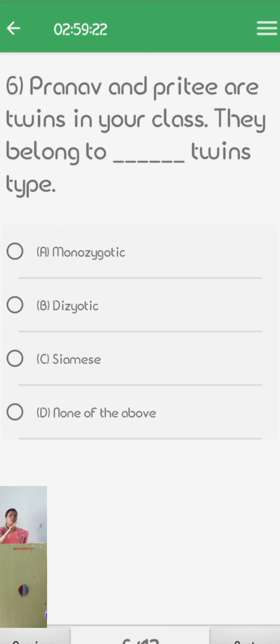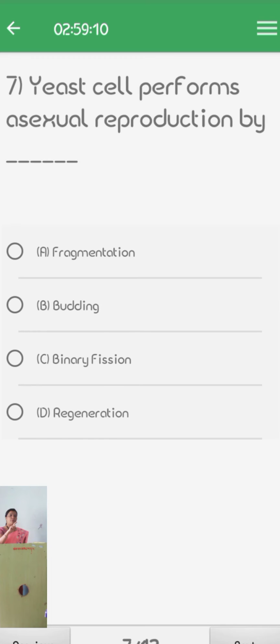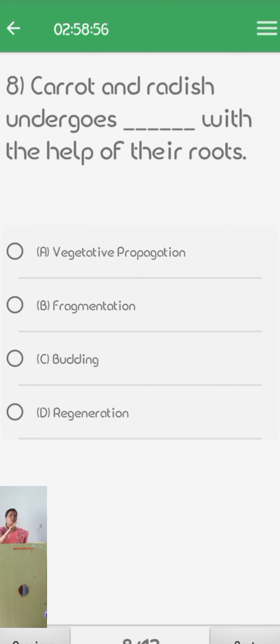Number 6, Pranav and Preeti are twins in our class. In your class, they belong to dash twins type. Answer is dizygotic. Number 7, yeast cell performs asexual reproduction by dash. Answer is budding. Number 8, carrot and radish undergo dash with the help of their roots. Answer is propagation.